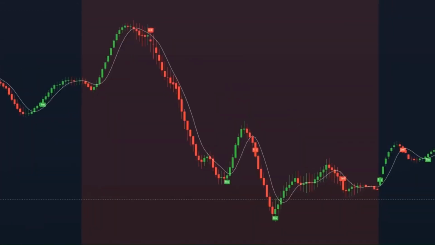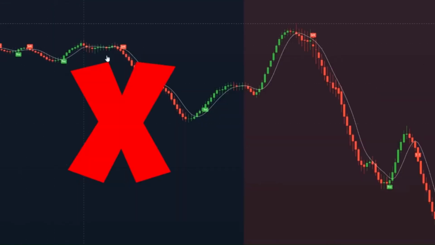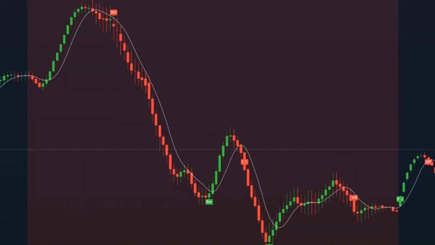Now that the indicators are all sorted out, let's get into how we're going to take a trade. For this UT Bot Alerts strategy to work, there are a couple of rules that we need to stick to. Rule 1 for this strategy is we will only be taking trades during the New York session. Do not take trades outside of this session. As we're testing this on the 5-minute NASDAQ, it is heavily dependent on the New York market.